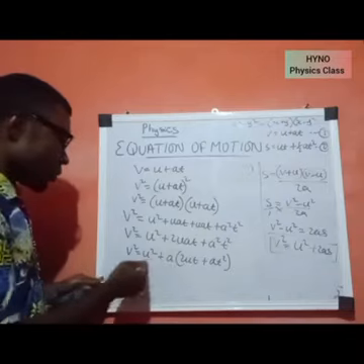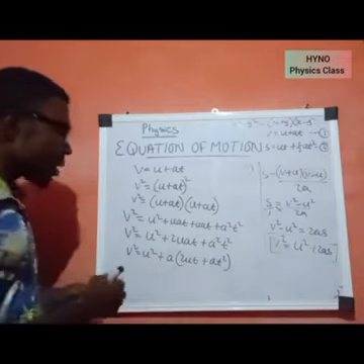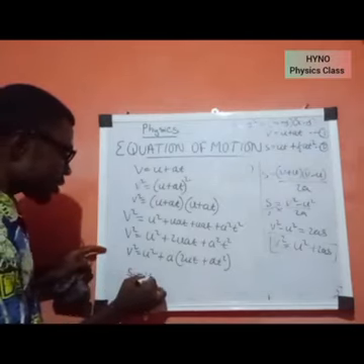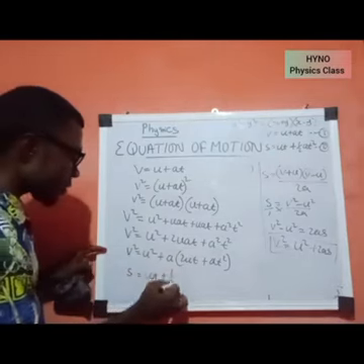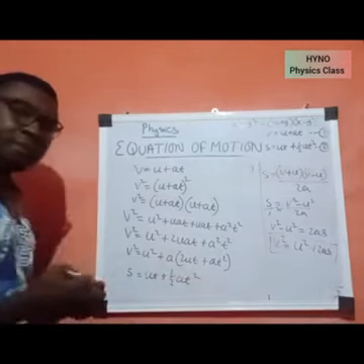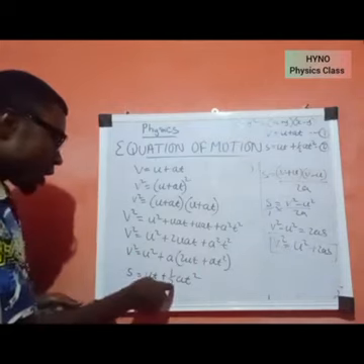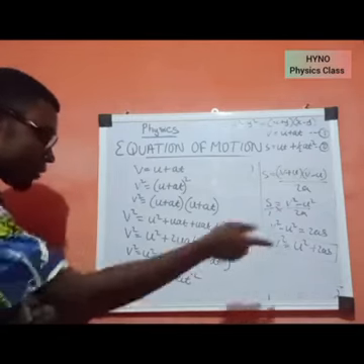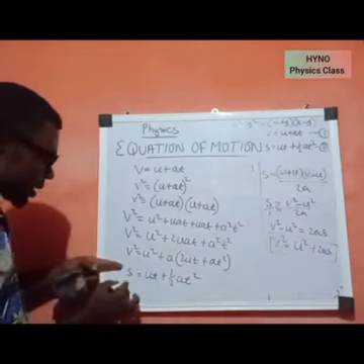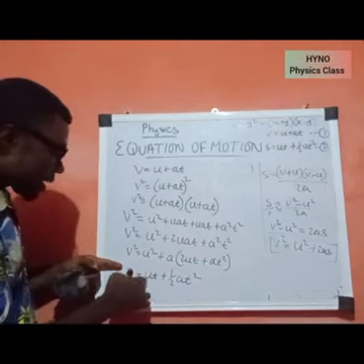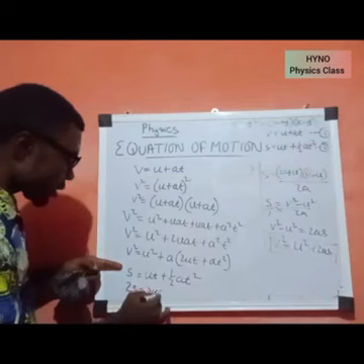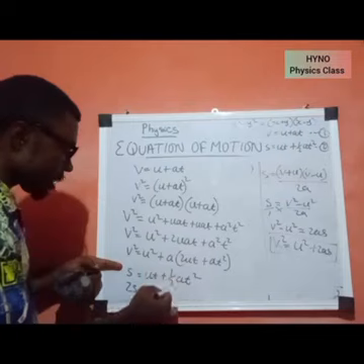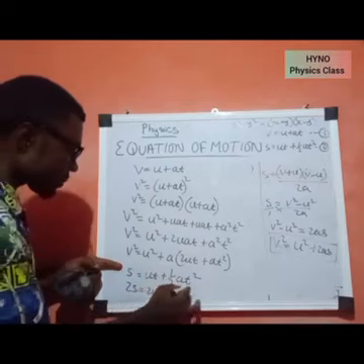Okay, so you can see what is happening here. We recall that s from the second equation is ut plus half at squared. So if we try to multiply through everything by 2 to clear this fraction: multiply s by 2, you have 2s. Multiply ut by 2, you have 2ut. Multiply this by 2, you have at squared by 2. The 2 will cancel this 2, you have plus at squared.